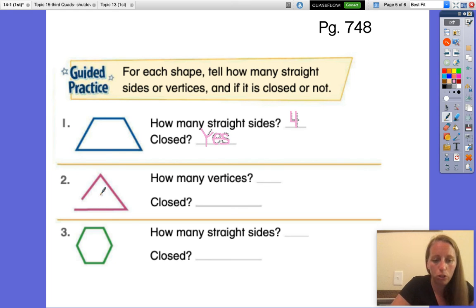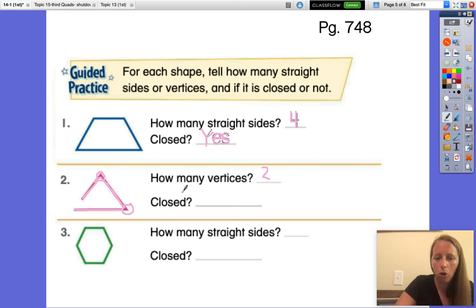Now let's go to number 2. How many vertices are there? We have a side here and a side here, and where they come together is called a vertice. I'm going to circle it. Then we have a side here and a side here, and where they come together or where they meet is another vertice. So I see one vertice, 2 vertices.